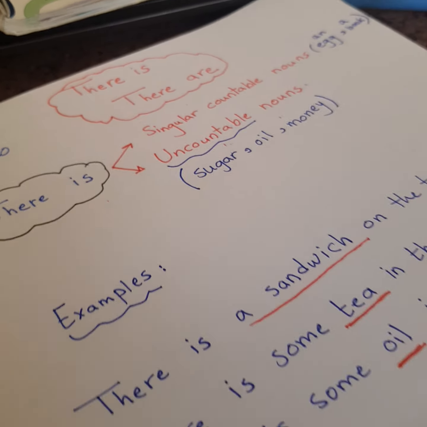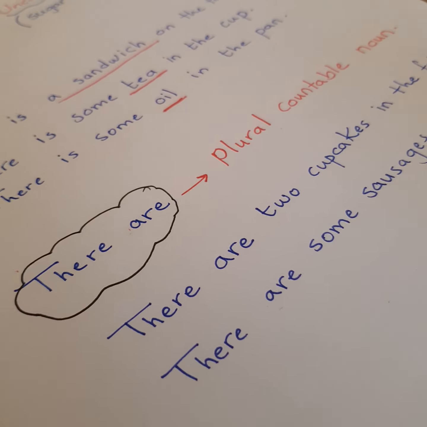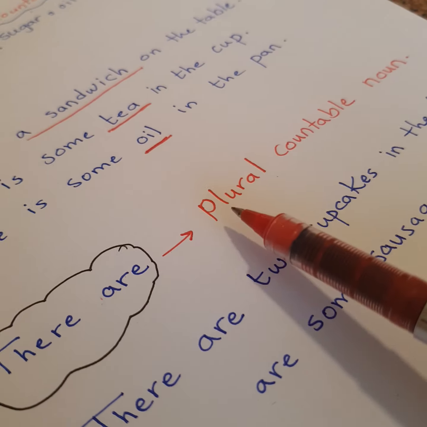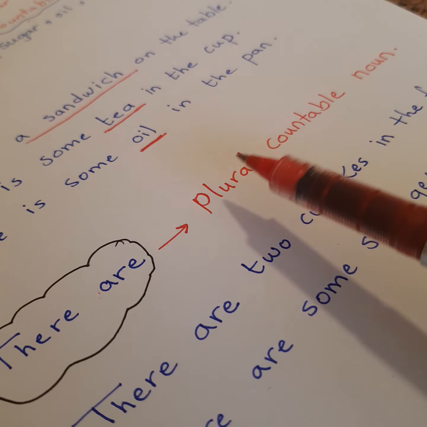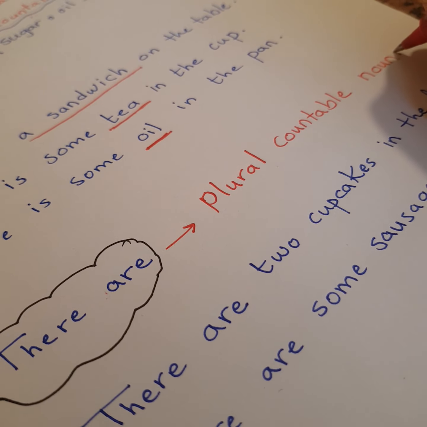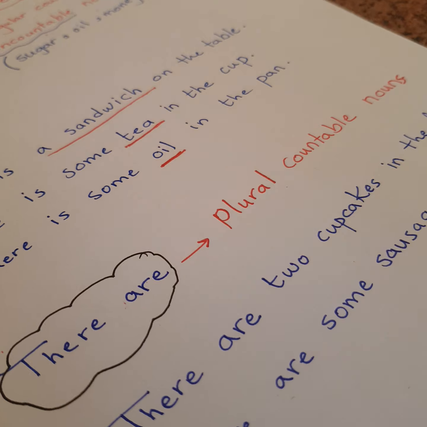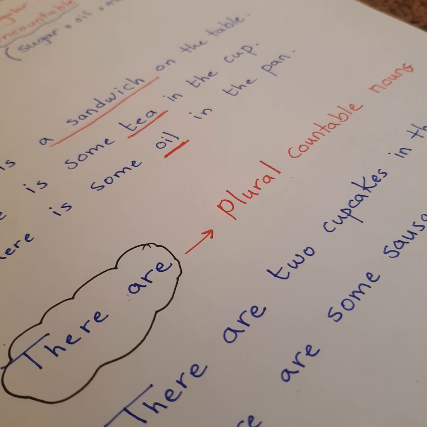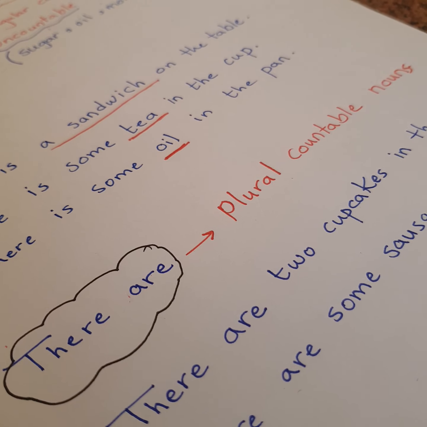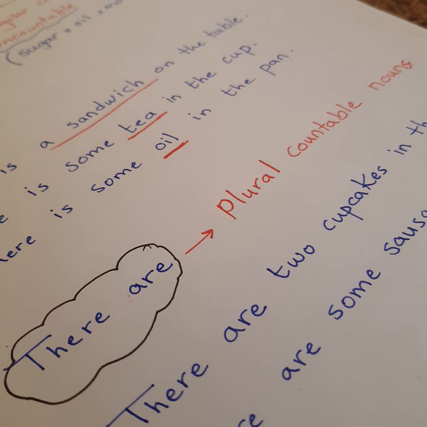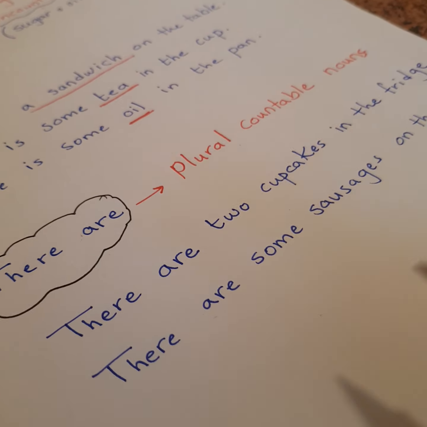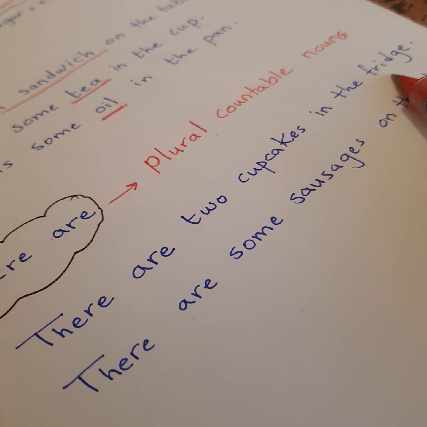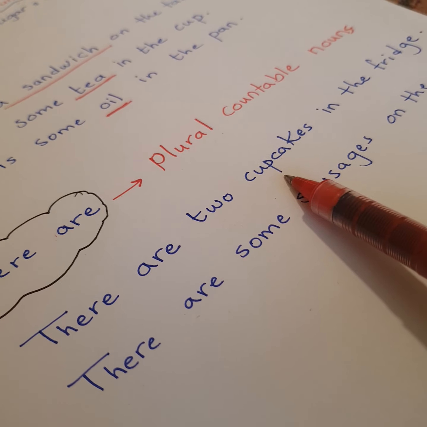Okay, let's move to there are. We use there are for plural countable nouns. نستخدم there are للأسماء المعدودة الجمع في حالة الجمع. Plural countable nouns. Let's see the examples. There are 2 cupcakes in the fridge.